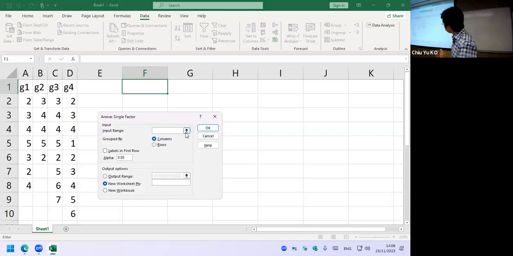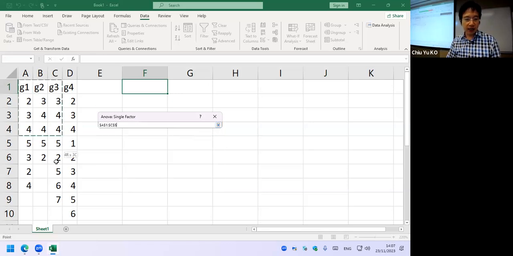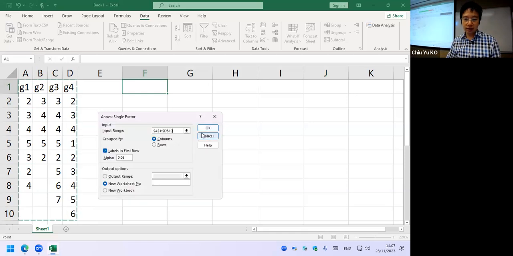And then you tell it the input range, what the input is. The data I have is grouped by columns, so that's automatic. And I have labels in the first row. Alpha, you know what we mean, right? 5%, so that's standard, you don't have to do anything. So the only thing is to click Labels in the first row, and tell it the data I have.